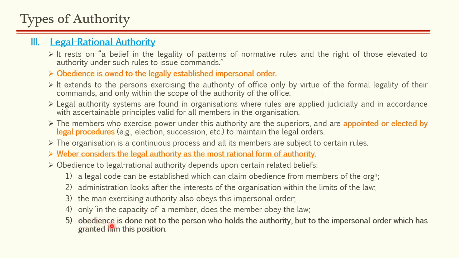The fifth and the most important belief is that obedience is done not to the person who holds the authority, but to the impersonal order which has granted him this position. So for example, if Mr. XYZ is your manager, you are not actually obeying Mr. XYZ, you are actually obeying your manager. I hope you understand. The obedience is not to the person XYZ, it is to the position that the person is in, it is to the impersonal order which has granted him this position. So that is who you obey. These are the 5 beliefs that Weber believes are the reason for obedience.